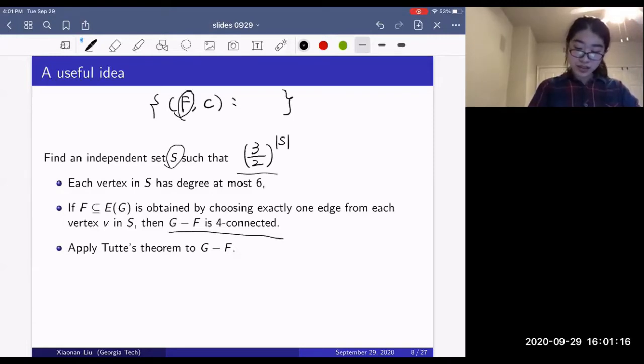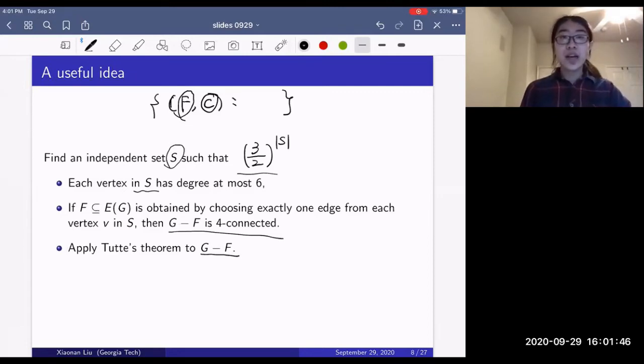So this F is just an edge set. We take exactly one edge from each vertex v in S. And this C is just we choose one Hamiltonian cycle in G minus F because we know it exists. So now we know that each vertex in S has degree at most 6. Since G is 4-connected, it has minimum degree 4. So all vertices in S have degree 4, 5, or 6.